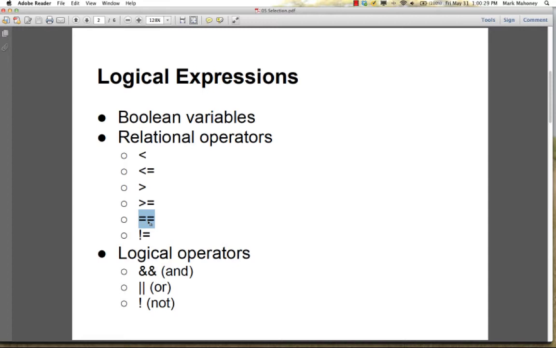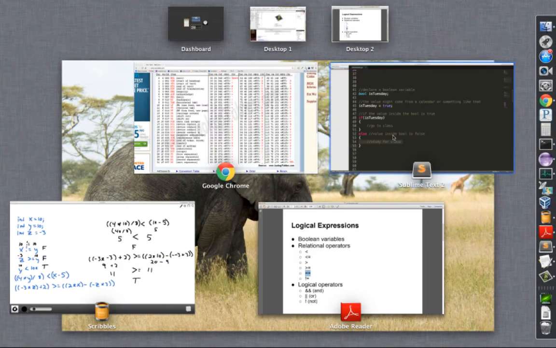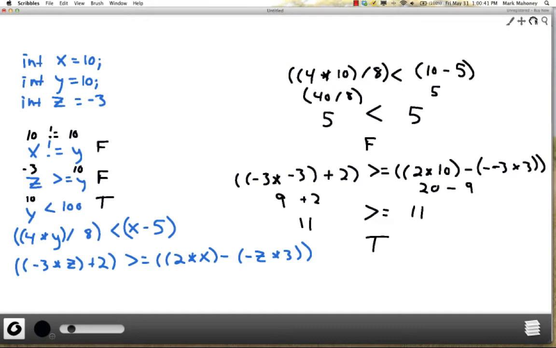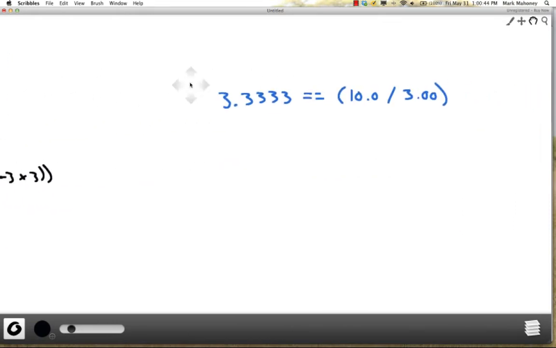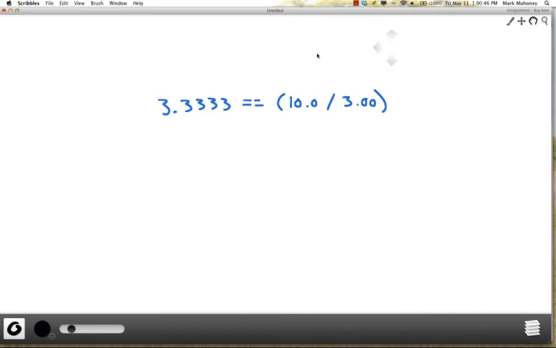Some other notes about comparisons using relational operators. When comparing floats, remember that floats rarely hold exact values. So I think I did this example last time. 10 divided by 3 is really 3.3 repeating. Okay, so you might think if we compare 3.3333 to 10 divided by 3, you might think, well, this should be true. Okay, but most likely this will evaluate to false.